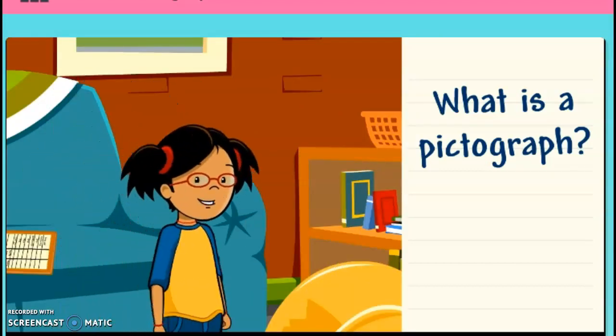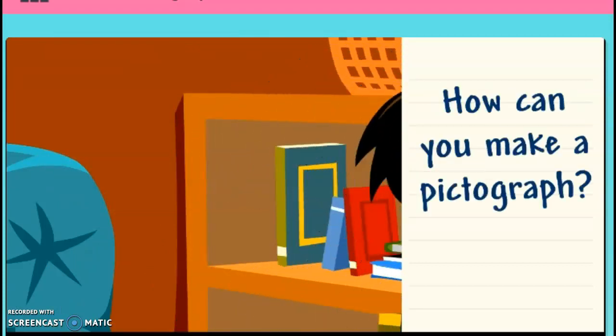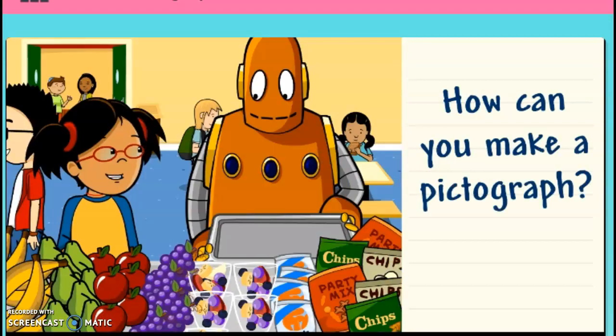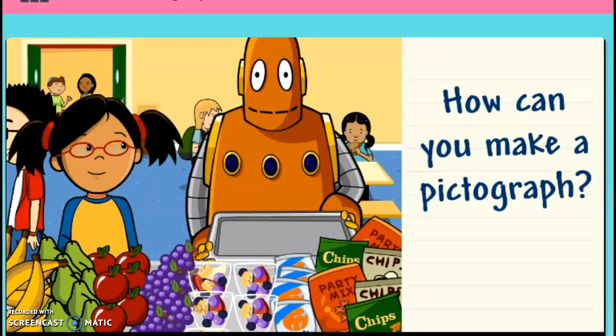Cool, it's lunchtime. How can you make a pictograph? I'm starving. Should I get an apple or a pear?